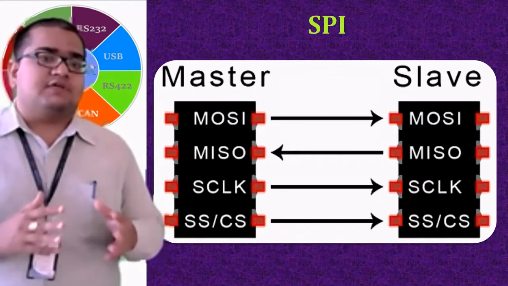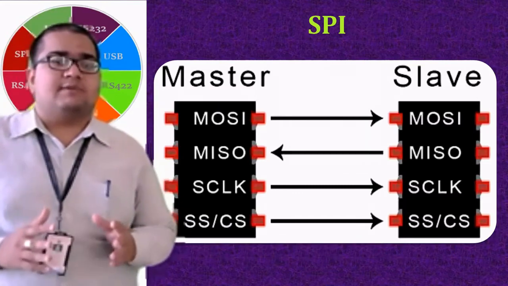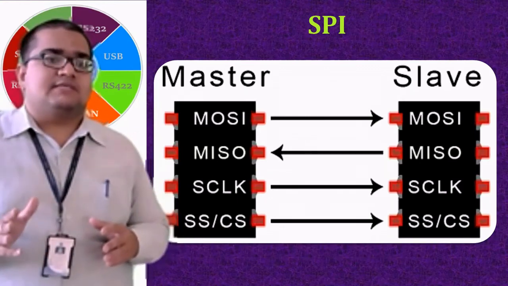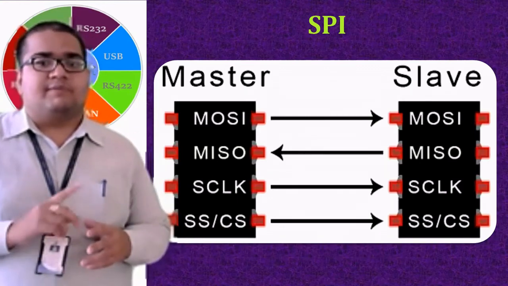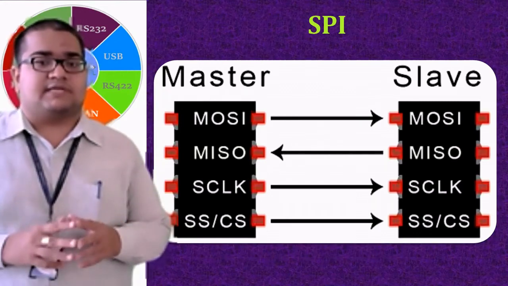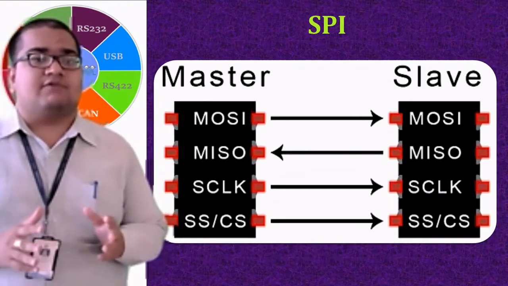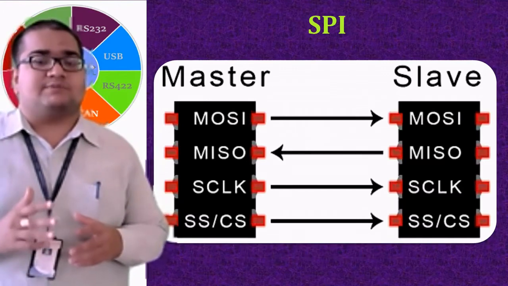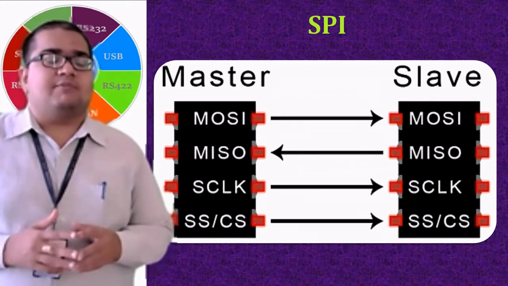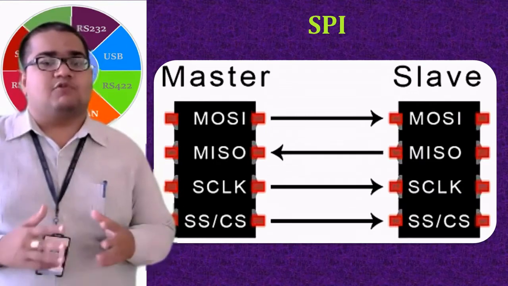First one, MOSI, is master output and slave input. So this line will always be output from the master, coming out from the master and directed toward the slave. So it will be one dedicated channel for transmitting the data from the master side. The other one is the MISO. It is master input, slave output. Here the slave will be on the output transmitting side and the master will be on the receiving side for this channel. So you can see that MOSI and MISO make this particular SPI communication full duplex.